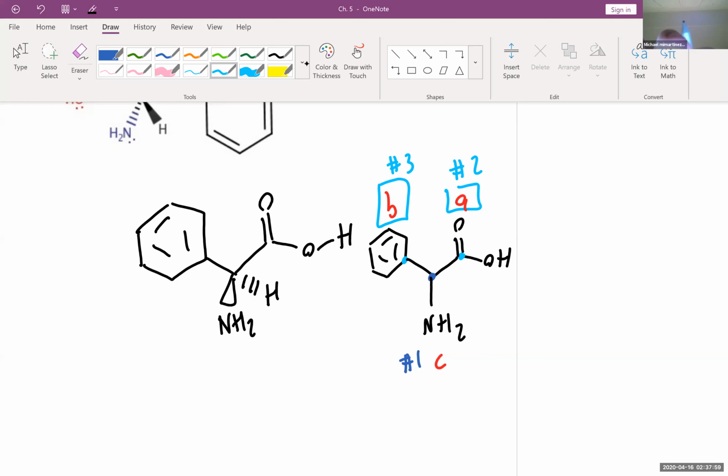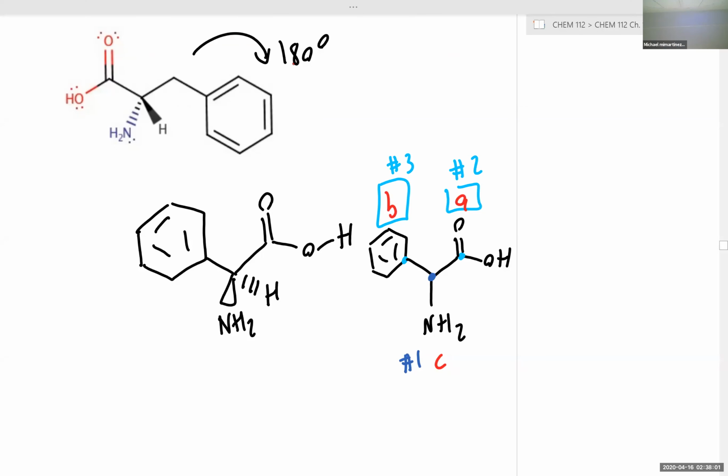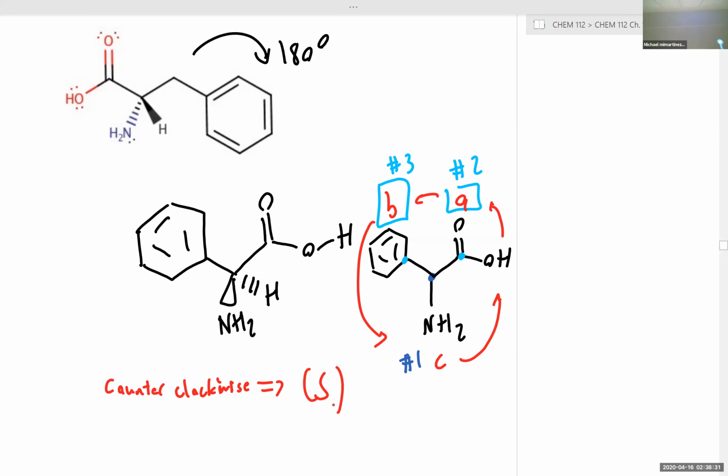We're now going to draw a circle counting from highest to lowest priority. Okay. And are we going clockwise or counterclockwise? Yep. So it's counterclockwise. So what configuration do we assign? S. Exactly right. So let's go through that one more time.